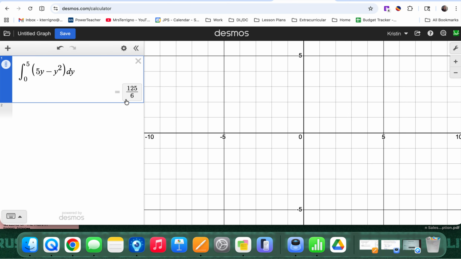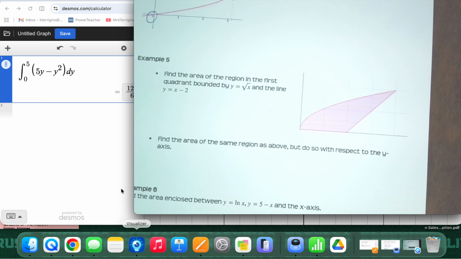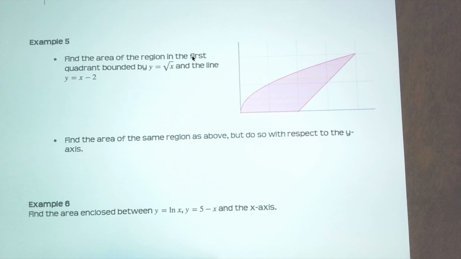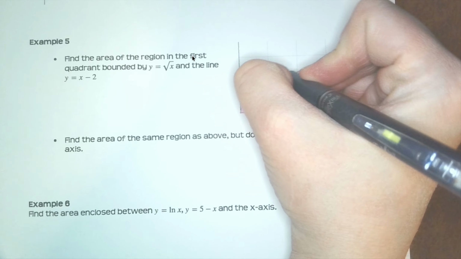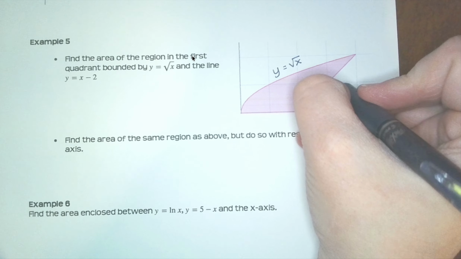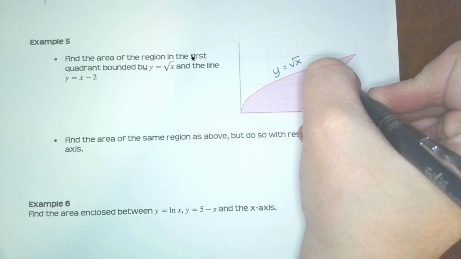Okay, so let's take a look at example 5 here. Example 5 is harder if you're without a calculator, okay? With a calculator, I think it's not going to be a problem for you. So it says find the area of this region. And this region here, this is the square root function. And then this is the graph y equals x minus 2.